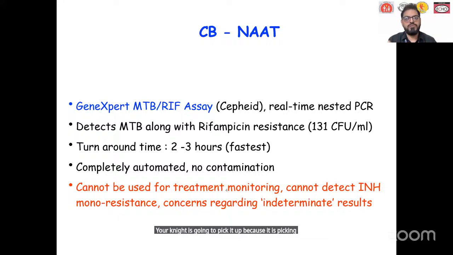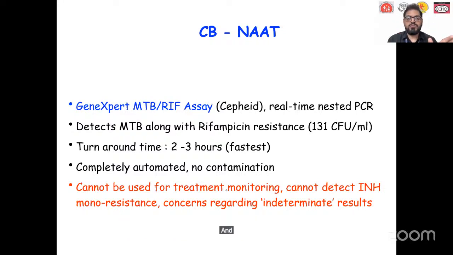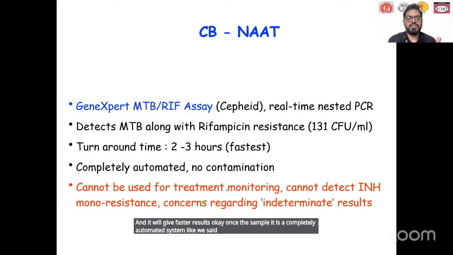So it is a very wonderful test, and a much more sensitive test as compared to a normal smear, and it will give faster results. It is a completely automated system. Like we said, once the sample goes into the machine, at the end of 2 hours we get a complete report which tells us whether MTB is detected or not detected, and whether it is resistant to rifampicin or sensitive to rifampicin.